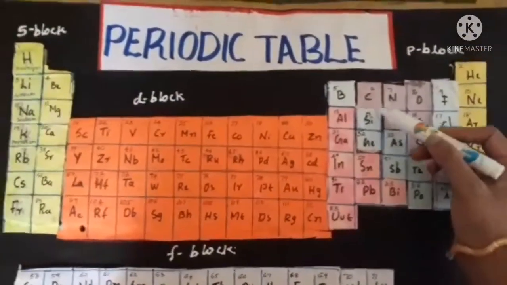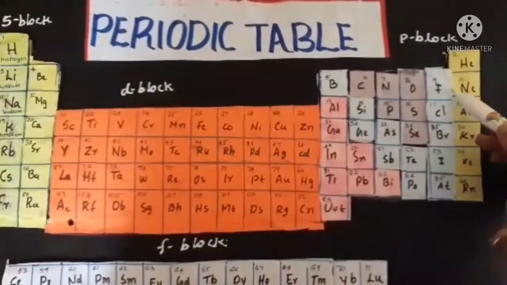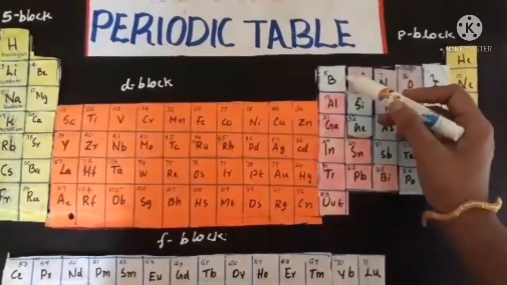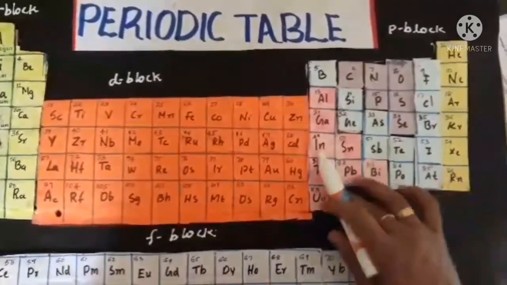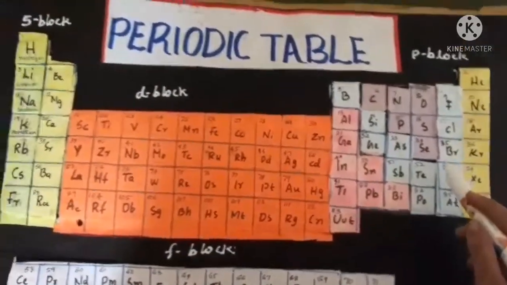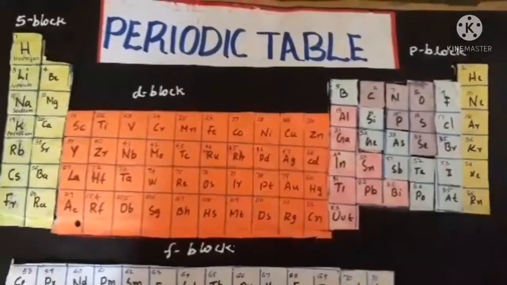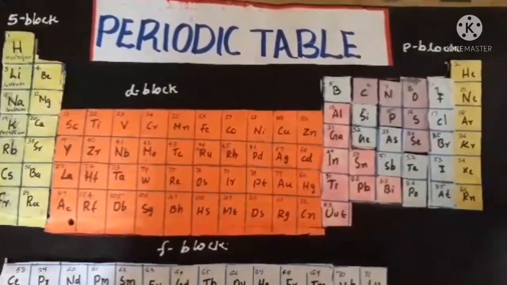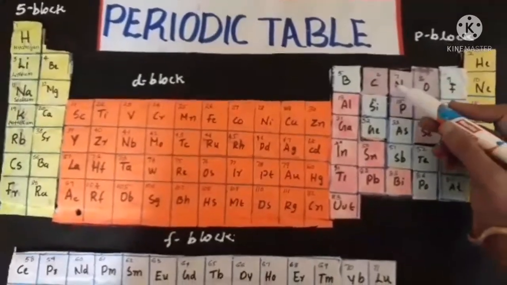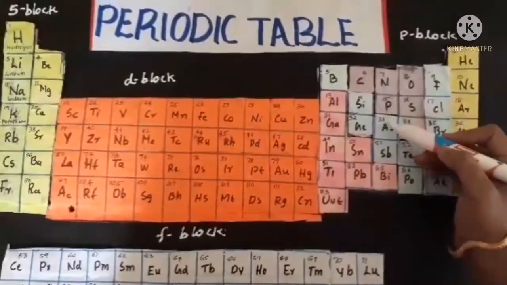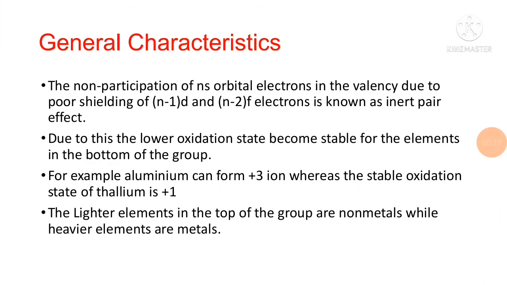And the electronegativity of P block elements increases along a period and decreases down the group. P block elements have relatively higher electronegativities and most of them are non-metallic in nature. P block elements exhibit a variety of positive and negative oxidation states.